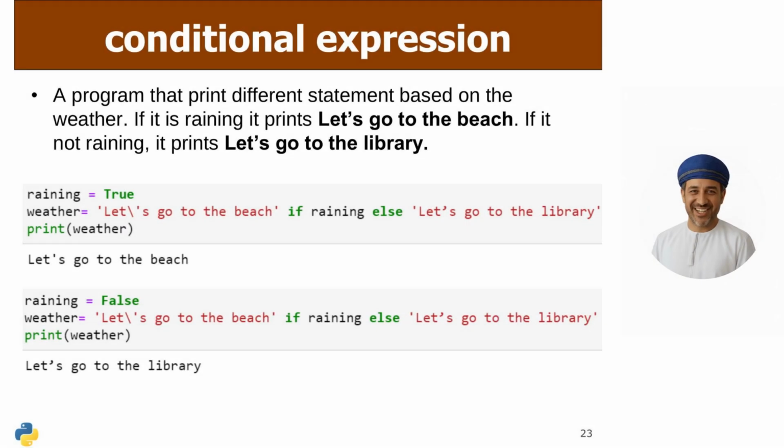Using conditional expressions, we can create a program that responds to weather conditions. If it's raining, the program outputs, "Let's go to the beach." Otherwise, it prints, "Let's go to the library." This demonstrates how conditional logic can dynamically alter program behavior based on specific conditions.